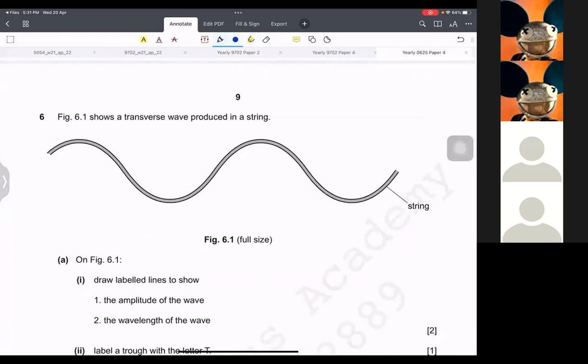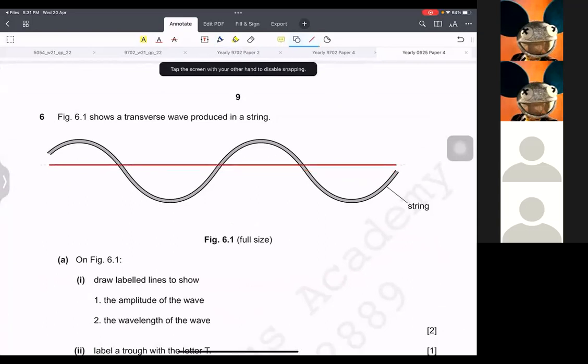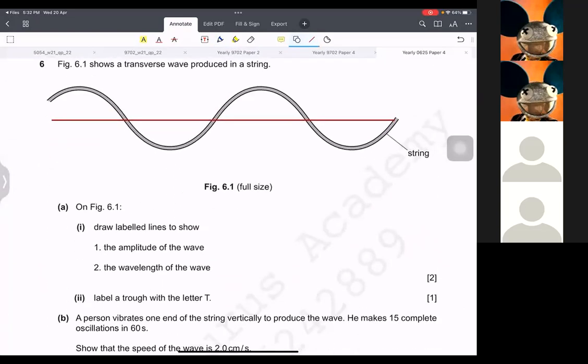So first of all, if I were you, I would find the middle of this wave. The middle of this wave seems to me, is this the middle? I don't think so, right? No, I think this is the middle. Yeah, okay. So I found the middle of the wave. Then I will use my ruler to do that, okay?